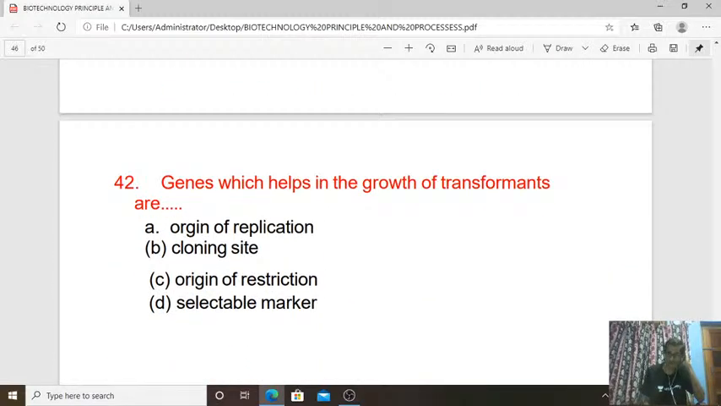Next, question number 42. Genes which help in the growth of transformants are what? Origin of replication, cloning site, origin of restriction, selectable marker. So growth of transformants, that is the selectable marker. It is important to differentiate or isolate the transformant from the non-transformant, isn't it? So for the 42nd question, the answer is selectable marker.